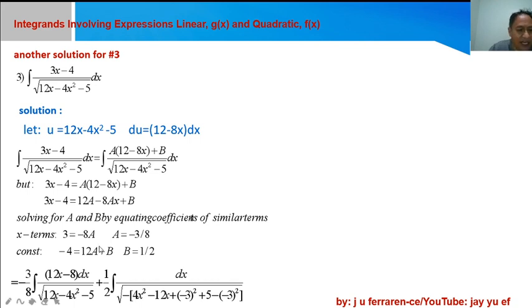Okay, so after knowing that, I can go back here. My term is containing a. What is my a? Minus 3 over 8. So put your minus 3 over 8 there. Leave your du form in the numerator, so it is 12x minus 8 together with the dx. I have b, which is 1/2, so 1/2 is placed outside, and I have the integral of dx with the same denominator.